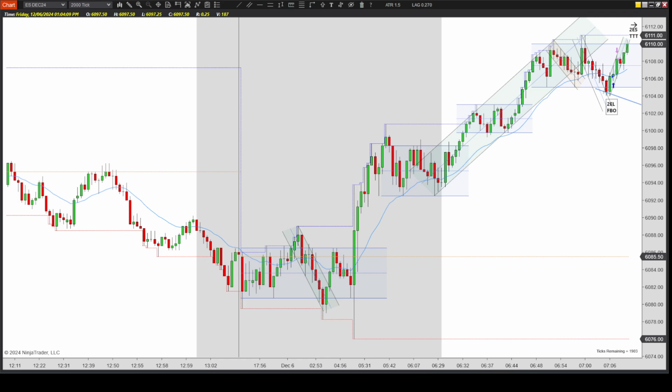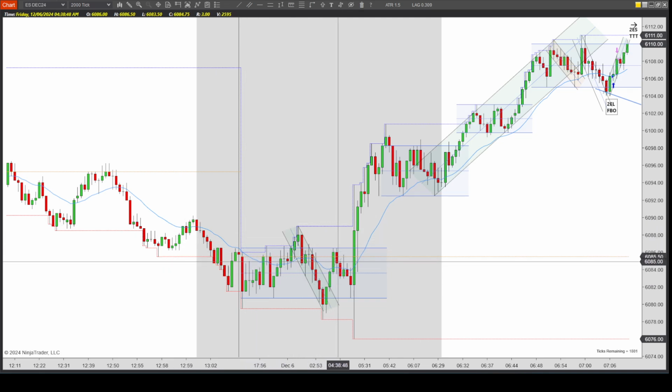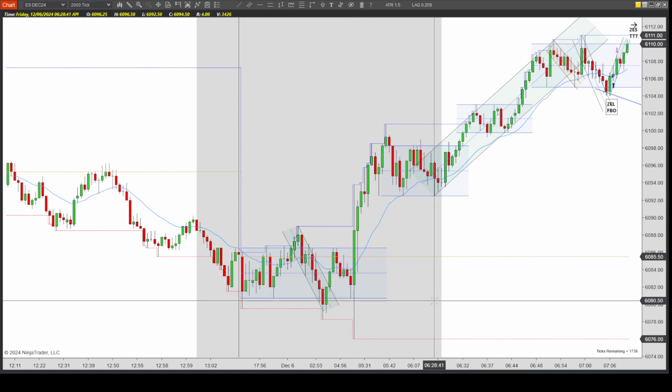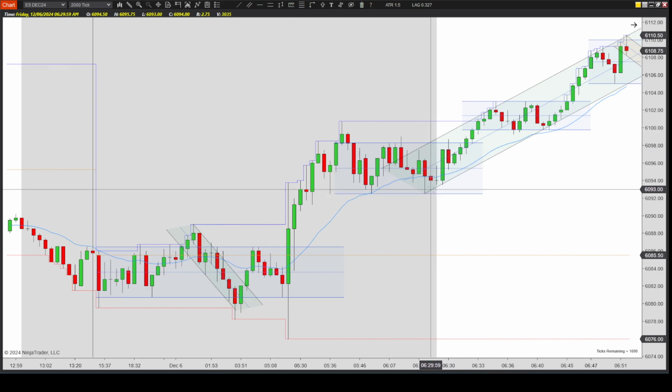Okay, so this is what the pre-market looks like. It was just kind of sideways action, and it was kind of this choppy movement. Economic data got released, another sideways consolidation, and then it starts to open.